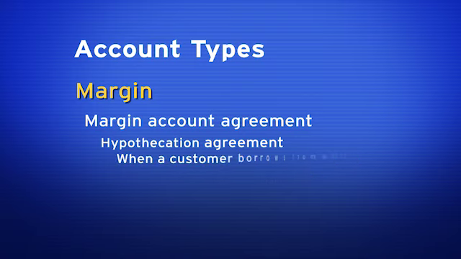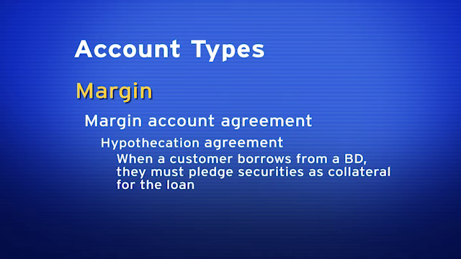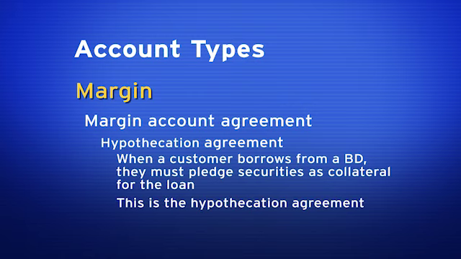Hypothecation agreement. Now, when a customer borrows money from the broker-dealer, they've got to pledge their securities as collateral for the loan. They've got to pledge securities in the account as collateral for the loan. The agreement whereby the client is pledging securities as collateral is known as the hypothecation agreement. This is the agreement that the client signs pledging their securities as collateral for the loan.